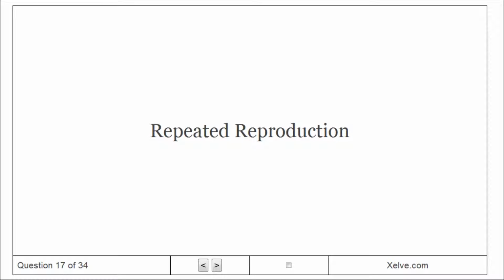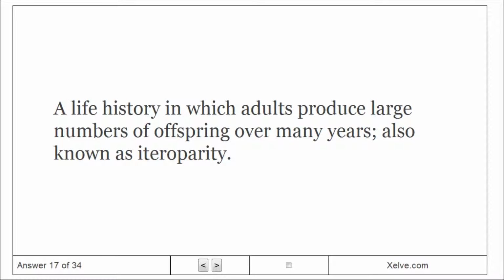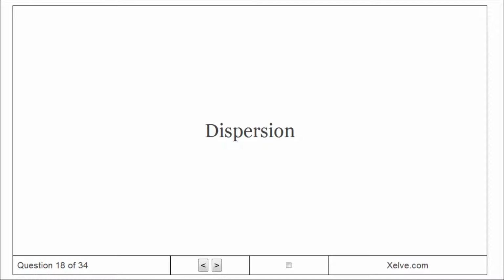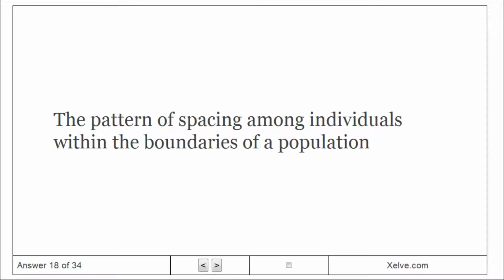Repeated reproduction. A life history in which adults produce large numbers of offspring over many years is also known as heteroparity. Dispersion. The pattern of spacing among individuals within the boundaries of a population.